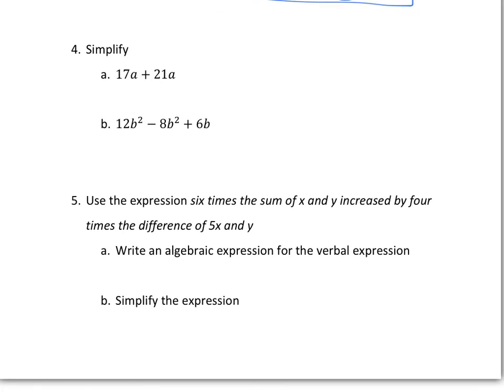Now, to simplify these like terms, what's actually happening here is you are doing the distributive property. So what's really happening when you're adding 17a plus 21a, you're really doing 17 plus 21 times a. You're thinking in your head, you are adding the coefficients and you're just putting an a at the end. So you're doing the distributive property. So 17 plus 21 is 38, and we still have our a there.